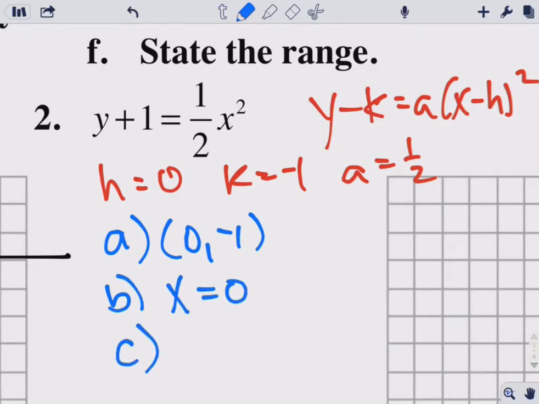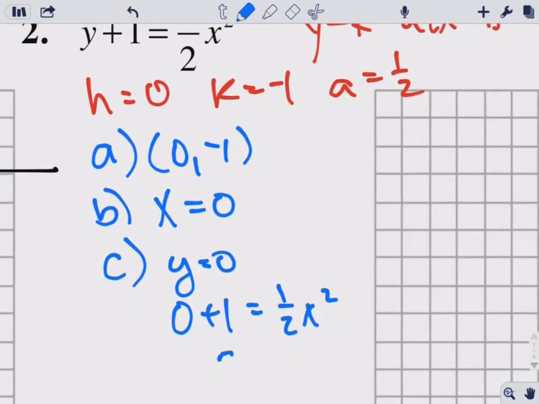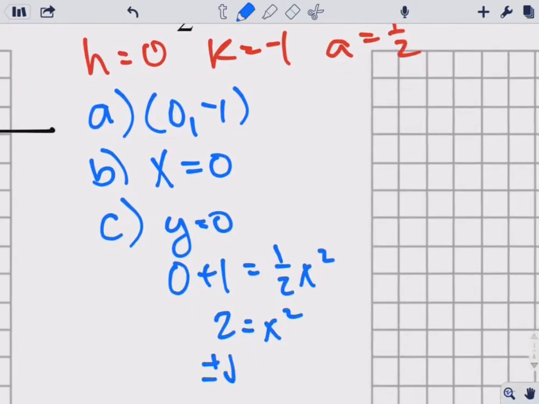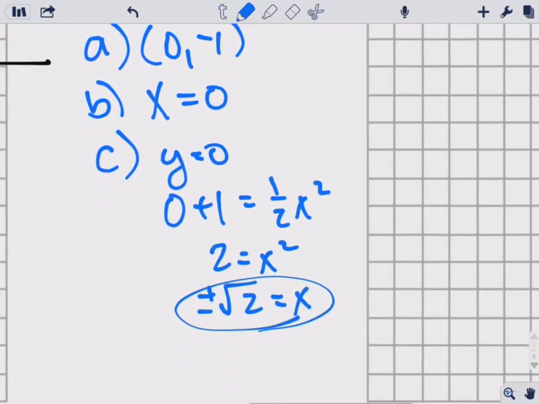C, the zeros are a little bit more difficult. Remember, this is when y is equal to 0. So I get 0 plus 1 is equal to 1/2 x squared. Multiply by 2, and I get 2 is equal to x squared. Take the square root, so I get plus or minus square root of 2 is equal to x. Those are your zeros.